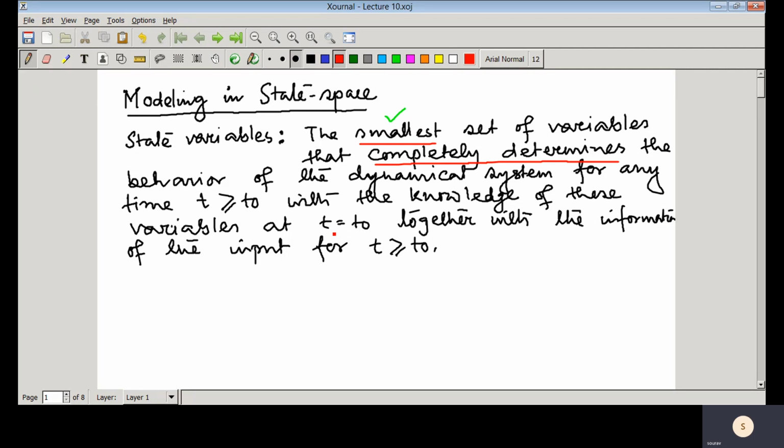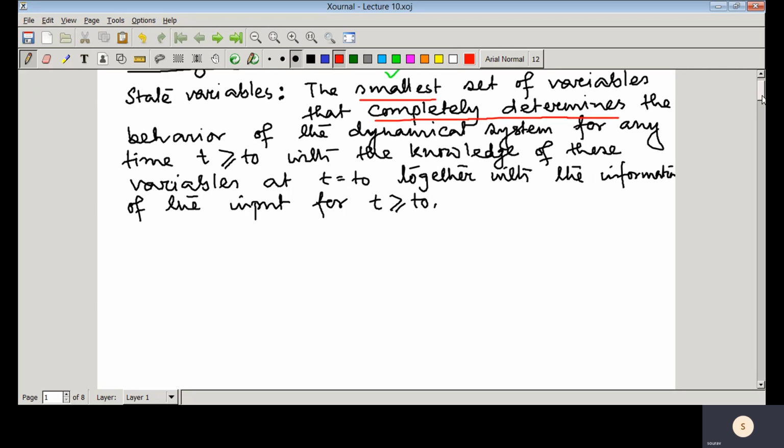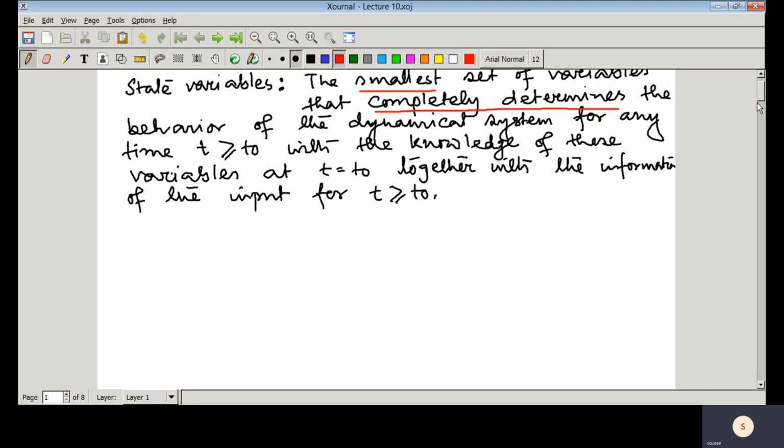So what is modeling in state space? Whenever a dynamical system is given, first we need to identify the minimum set of variables that can describe that system. Those are the state variables. First we identify the state variables, and then we follow some technique by which the dynamical system can be represented in state space form. That state space form is in matrix form, which we will see today.